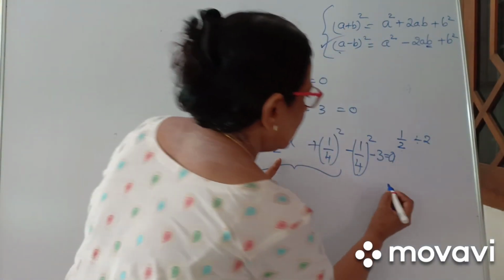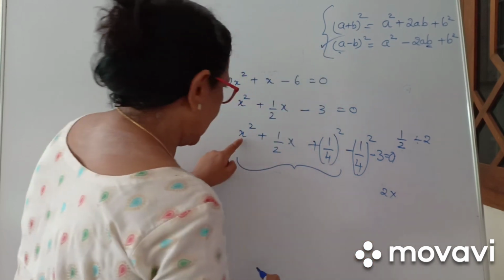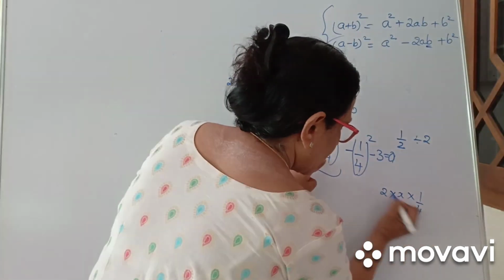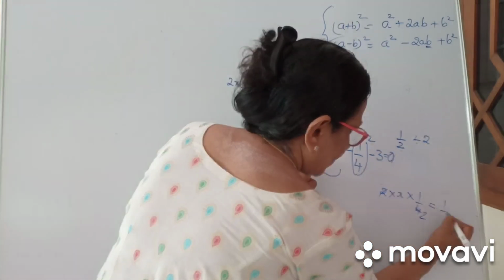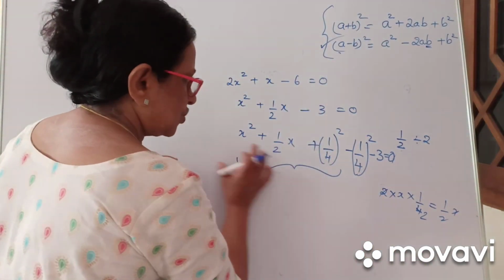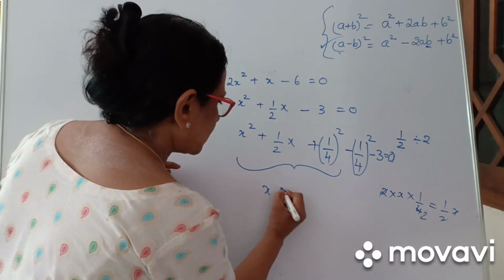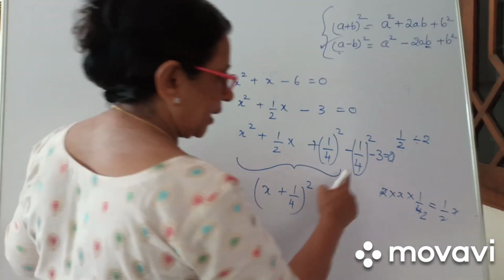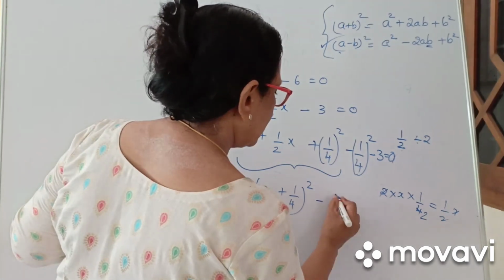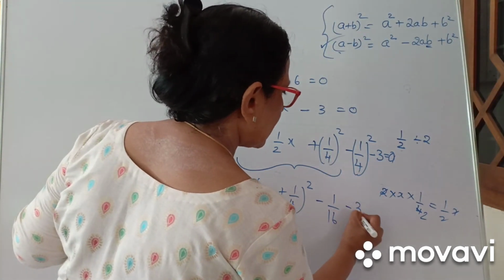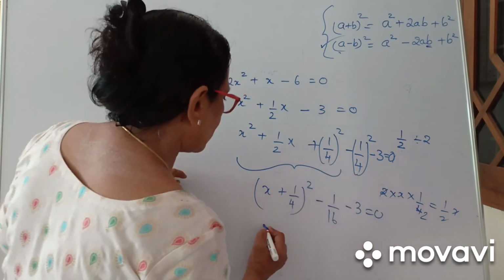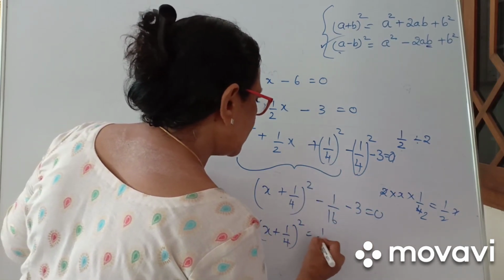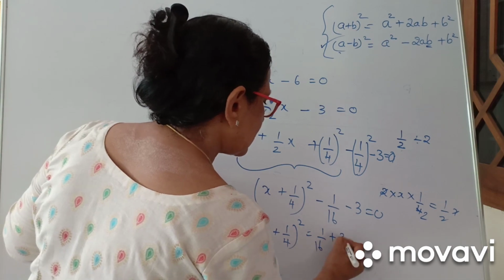എയും ബിയും a സ്ക്വയർഡും വന്നു b സ്ക്വയർഡും വന്നു. അപ്പം നമുക്ക് നോക്കാം 2ab ശരിയാണോ? 2 into a into b 1 by 4. കട്ട് ചെയ്ത കണ്ടോ, ഹാഫ് എക്സ് കിട്ടിയ ഹാഫ് എക്സ്. So this becomes x plus 1 by 4 whole square. Okay, ഇവിടെ minus 1 by 16 minus 3 equal to 0. ഈ രണ്ട് ടേംസ് അപ്പുറത്തോട്ട് കൊണ്ടുപോകുക. x plus 1 by 4 whole square equal to 1 by 16 plus 3.